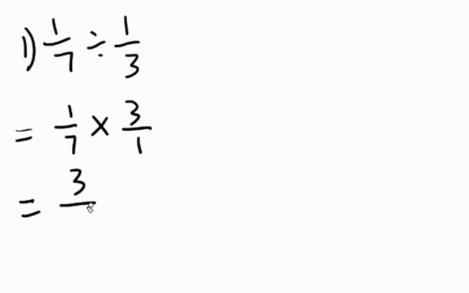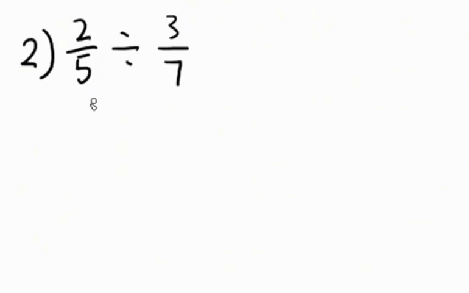So question 1. 1 over 7 divided by 1 over 3. Now, for fraction division, we would need to use the first fraction multiplied by the reciprocal of the second fraction. The reciprocal is just to flip the fraction. So this will equal 1 over 7 multiplied by 3 over 1. And since we can't simplify any of these numbers, we'll just multiply it like usual. So 3 over 7 is our final answer.